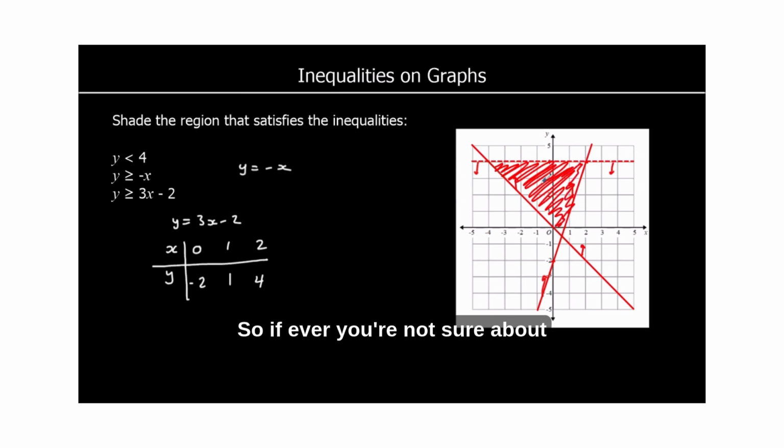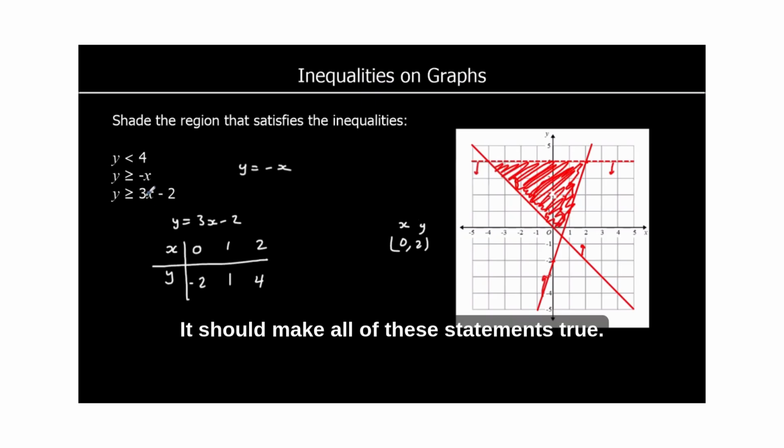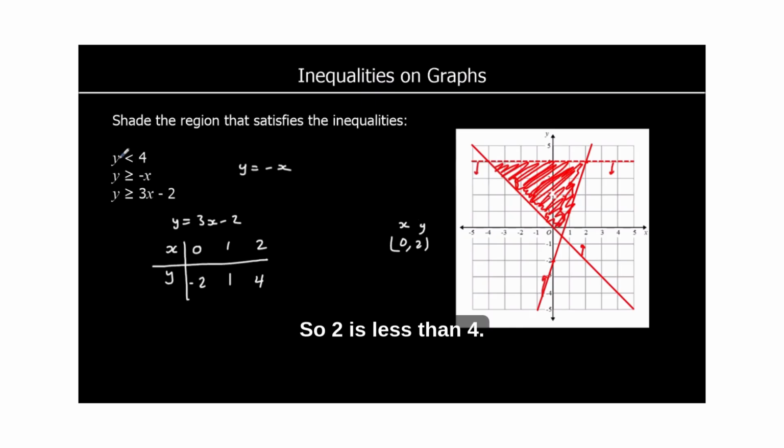Again we can get a point to check. So if ever you're not sure about any of them, you can use a point to check. So let's use (0, 2). If we use (0, 2) to check, x is 0, y is 2. So that's in our region, so it should be true. It should make all of these statements true. So 2 is less than 4. That's true.